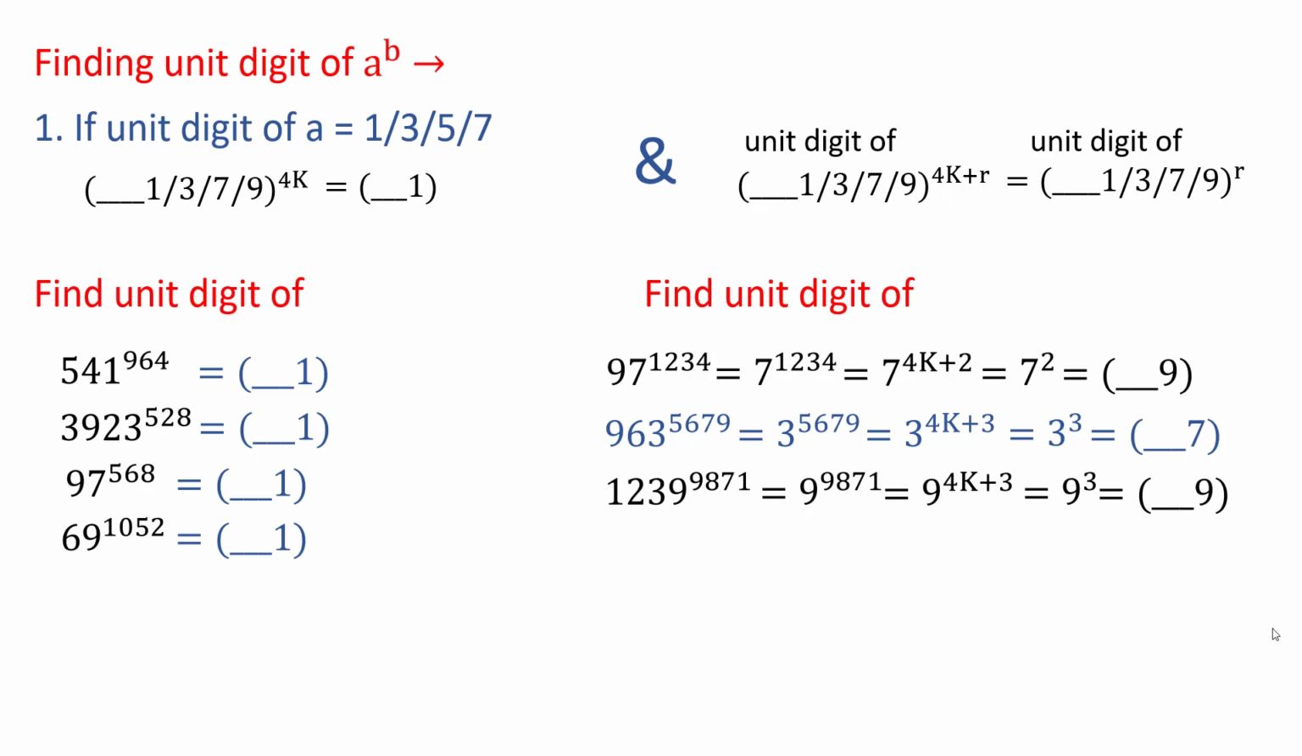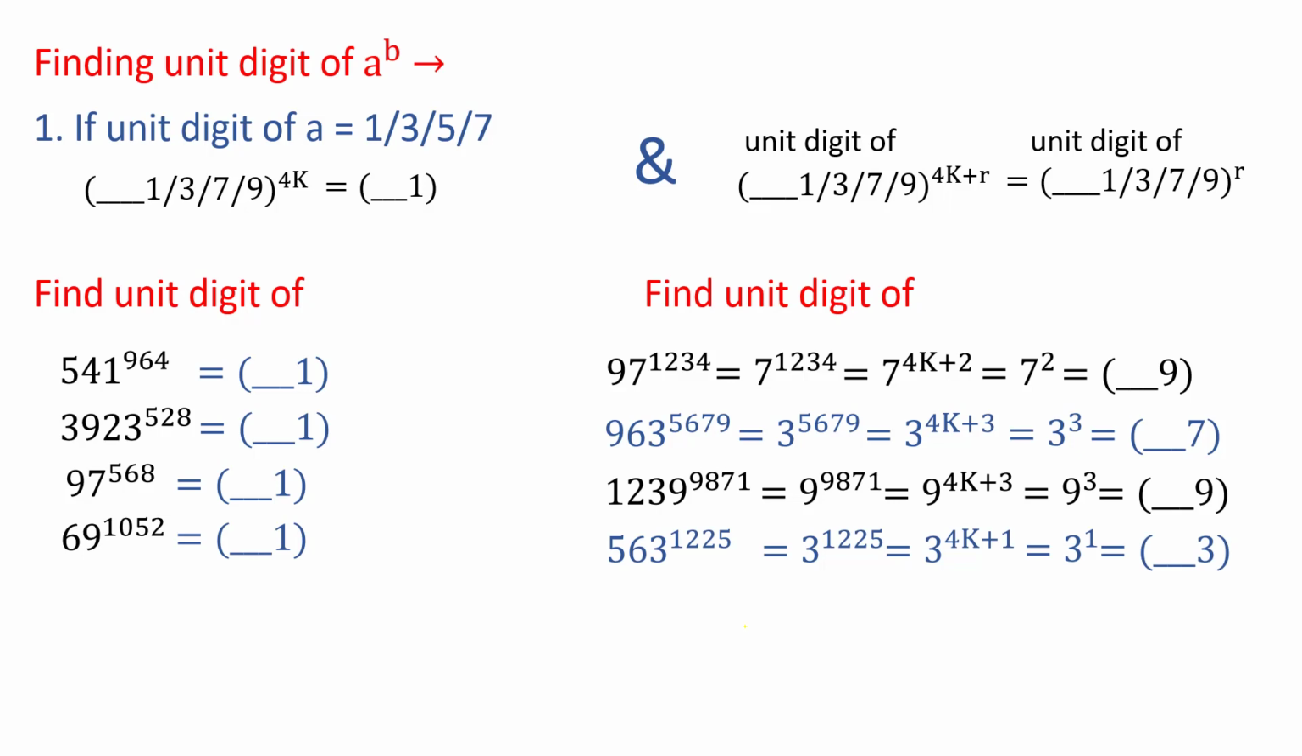Okay, after this the next example is 563 to the power 1225. The unit digit of this is the same as the unit digit of 3 to the power 1225. Divide the power by 4, the remainder is 1, so we can express the power as 4k plus 1. So the unit digit is going to be 3 to the power 1, that is equal to 3.